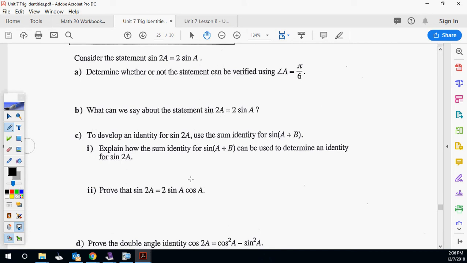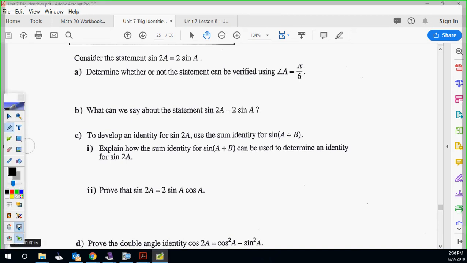Kind of spoiler alert, they're going to give you this setup like we had last lesson, where they make it look like, oh, it could be that easy. No, it can't. So sine of 2a, where a is pi over 6, equals 2 sine pi over 6. You're just going to figure out those values. Well, what's 2 pi over 6 for the left side? Pi over 3, right?